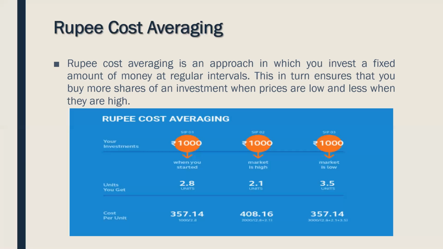They will regularly invest a fixed amount into the stock market, whether the market is performing poorly or really well. So ultimately it will enable you to buy more shares when the prices are low and fewer shares when they are high. So you're only investing 1,000 rupees. When the price was high, you were able to buy only 2.1 units. So you bought less. Next month also you're investing 1,000 rupees, but the prices were lower, so you were able to get more units. So you bought more when the price was low and bought less when the price was high. So this is the plan of rupee cost averaging.